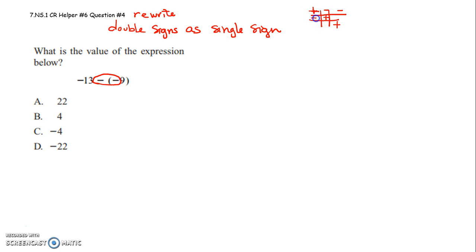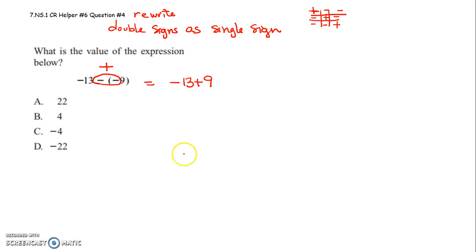It's also your rules for multiplying and dividing integers. But to go from a double sign to a single sign, minus a negative becomes a positive. So minus a negative becomes a positive. So that's step 1. Whenever I have double signs, I rewrite them as a single. So that's -13 now plus 9.